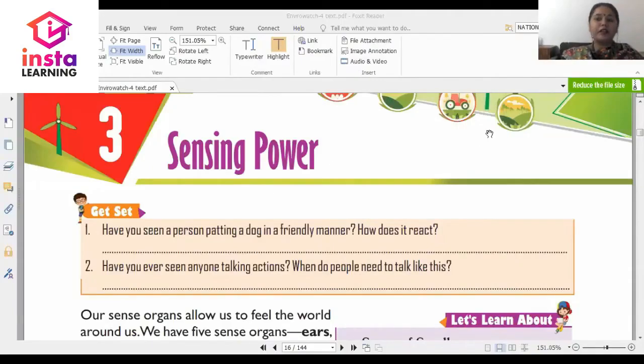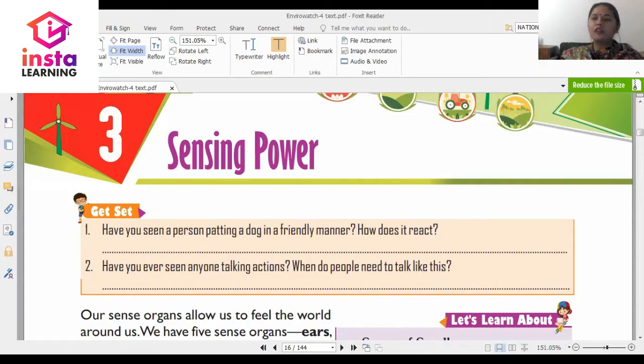Number 3. So what is this chapter about? Let us see. This chapter has a very interesting title. So here we go. As I told you, this is chapter number 3 and the title of the chapter is Sensing Power.